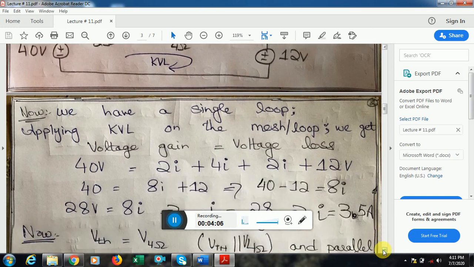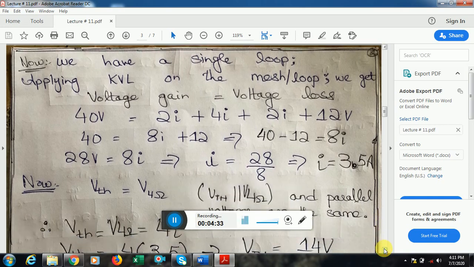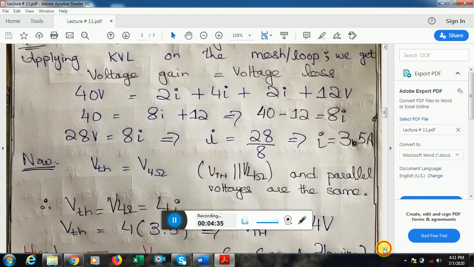By applying the Kirchhoff voltage law, which states that the voltage gain across a loop or a circuit is equal to the voltage loss, I simply plug in values. 40 volt is the voltage gain. All the resistances are passive elements, and they always encounter a voltage drop, and the 12 volt is a voltage drop because when I traverse this loop I go from positive or high potential to low potential, so that's why it's a voltage drop. And by solving simple arithmetic, I get to know that the current through this loop is I is equal to 3.5 amperes.